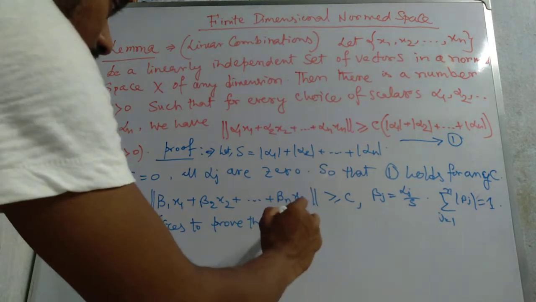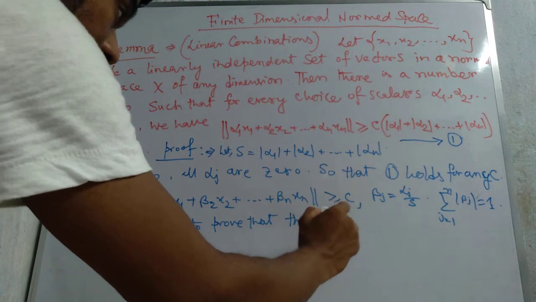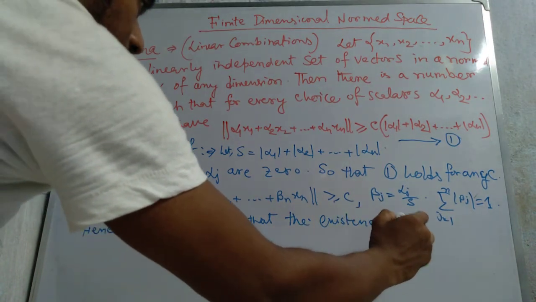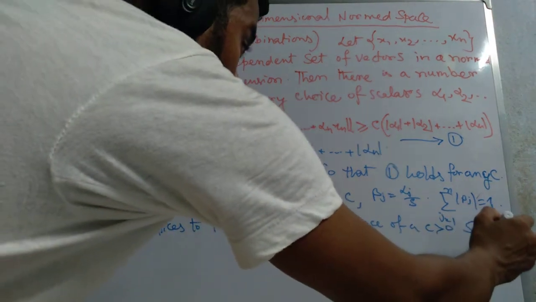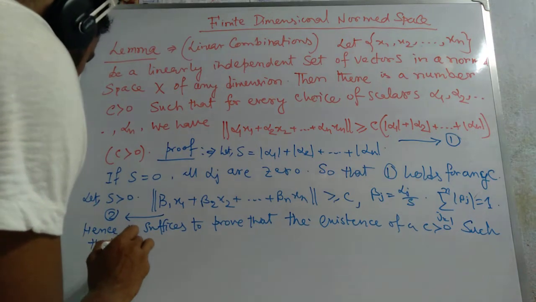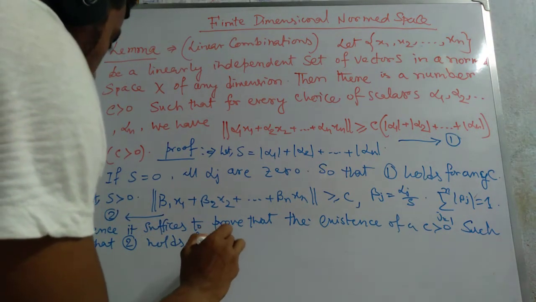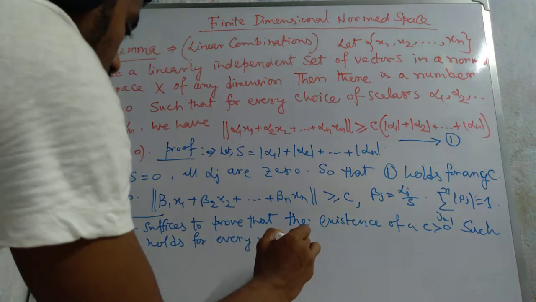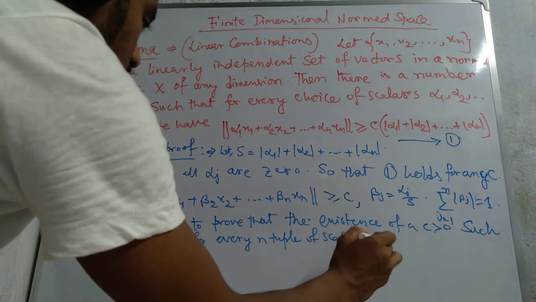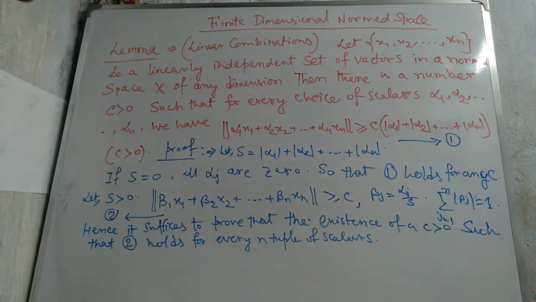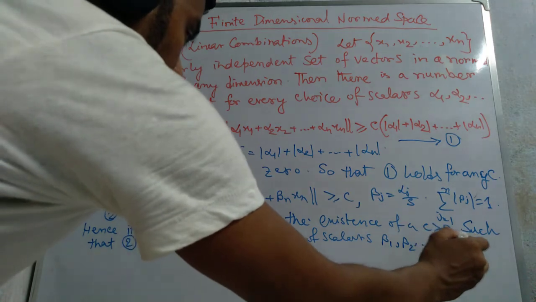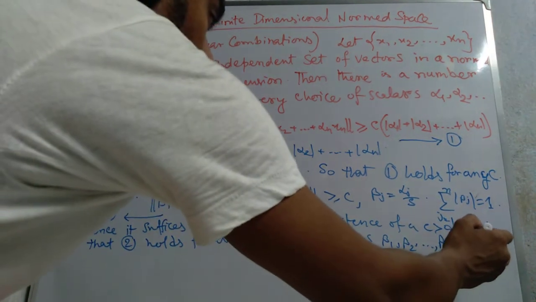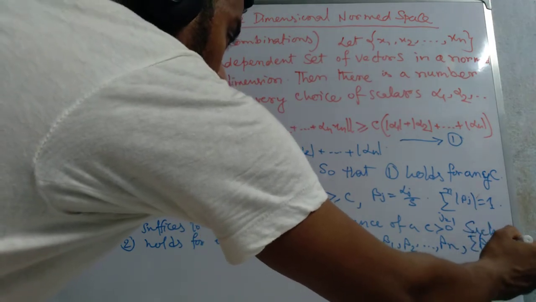Hence it suffices to prove the existence of a c greater than 0 such that 2 holds for every n-tuple of scalars beta 1, beta 2, ..., beta n, where the summation of the moduli of beta j equals 1.